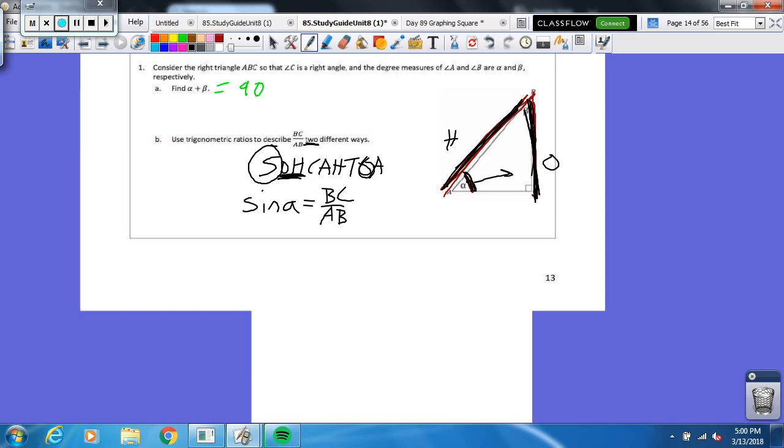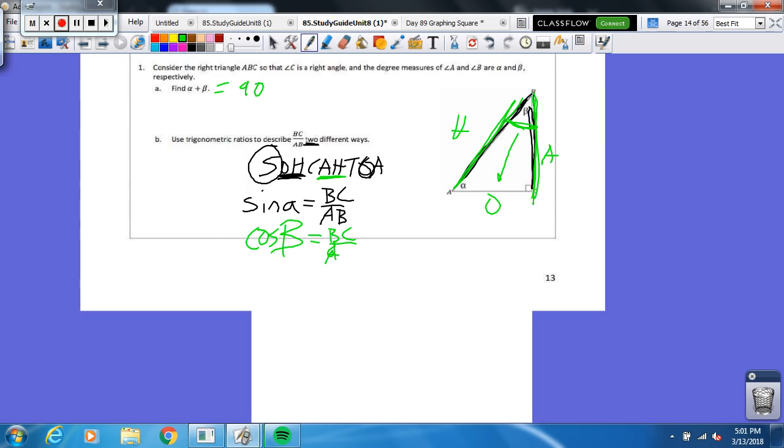Cool. So I want two different ways, so I need another way. All right, let's get rid of this and draw it again in your notes if you need. Okay, so I want BC and AB. Let's use a different reference angle. Let's use beta right here. So this is the hypotenuse, obviously. This is the opposite side. This is the adjacent side. So now I'm given the adjacent and hypotenuse. So that's now going to be cosine of the other angle, beta. So that's going to be BC over AB. Got it. Okay, looking good.